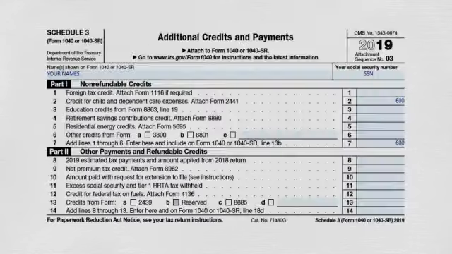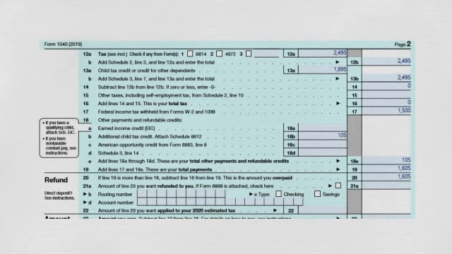Carry the credit to Schedule 3, line 2, and down to line 7. Then carry this over to the calculation for line 13B on page 2 of the Form 1040. But first we need to calculate your child tax credit.